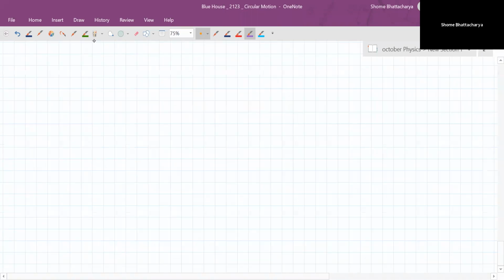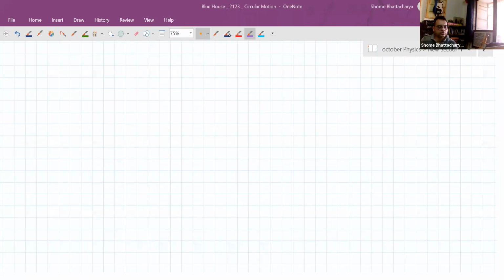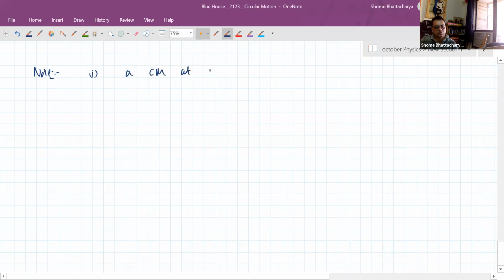Okay, so next we will discuss acceleration, but before that, we will look at the classification of circular motion into uniform and non-uniform circular motions. A circular motion at uniform speed is classified as uniform circular motion.